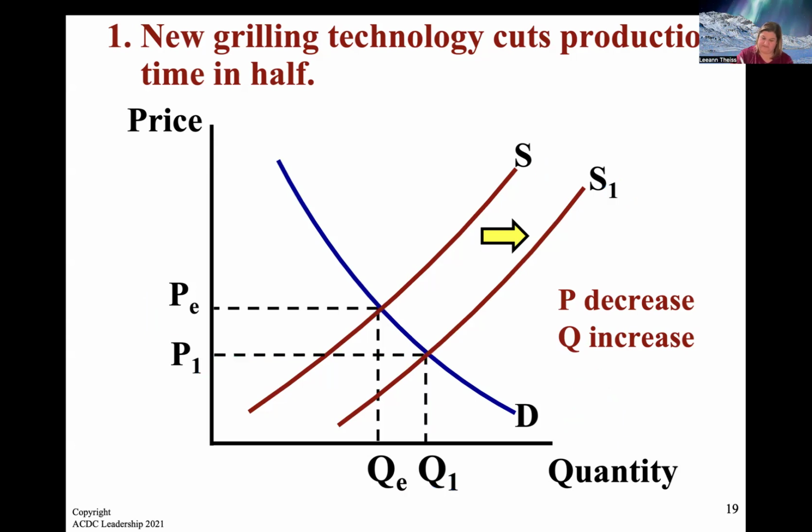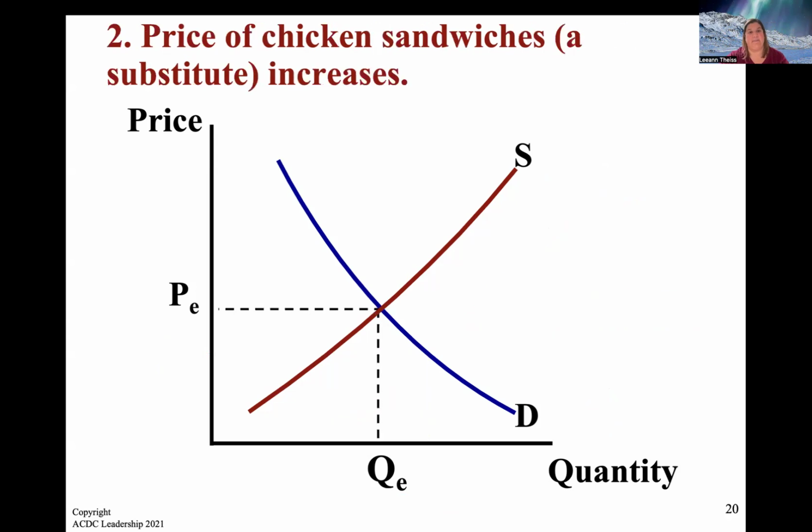Okay, let's keep rolling. Our next example says, the price of chicken sandwiches, a substitute, increases. So again, does this affect our willingness to buy it or our ability to make it? That's going to decide. Buying it deals with demand and making it deals with supply. So if we're talking about the price of chicken sandwiches, a substitute, going up, well, that affects consumer behavior. That affects buyers. So that means we're going to be looking at the demand curve.